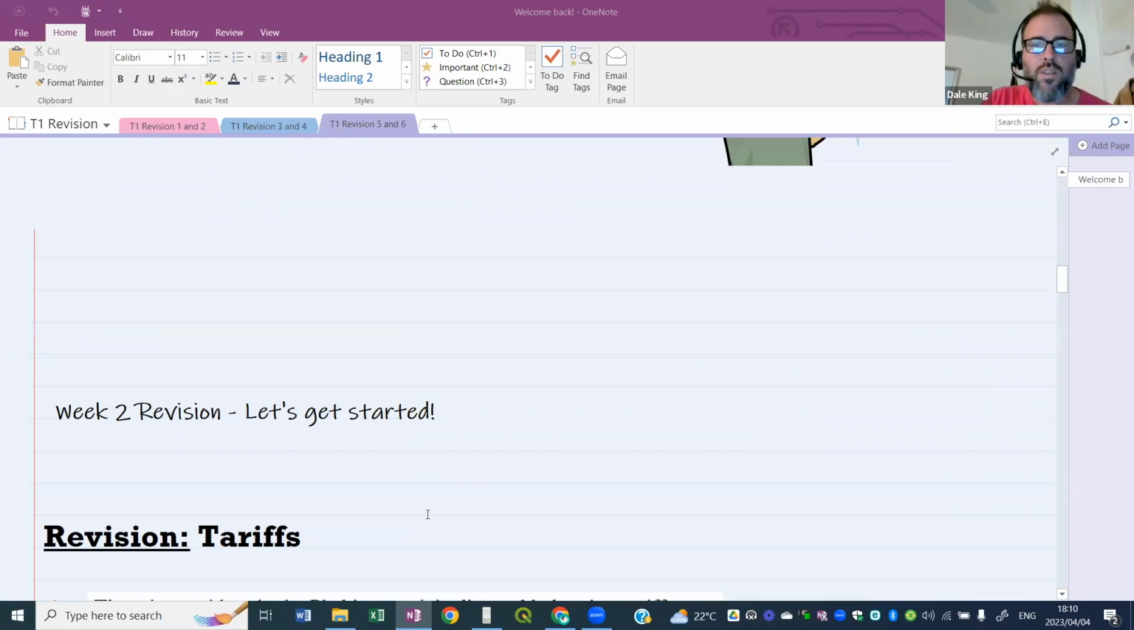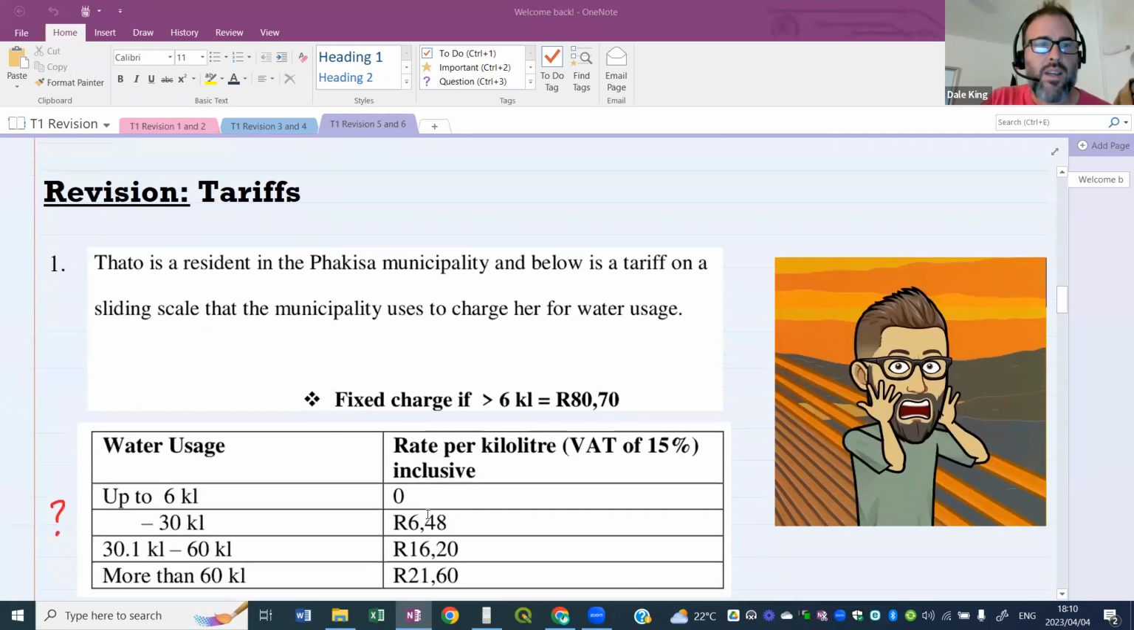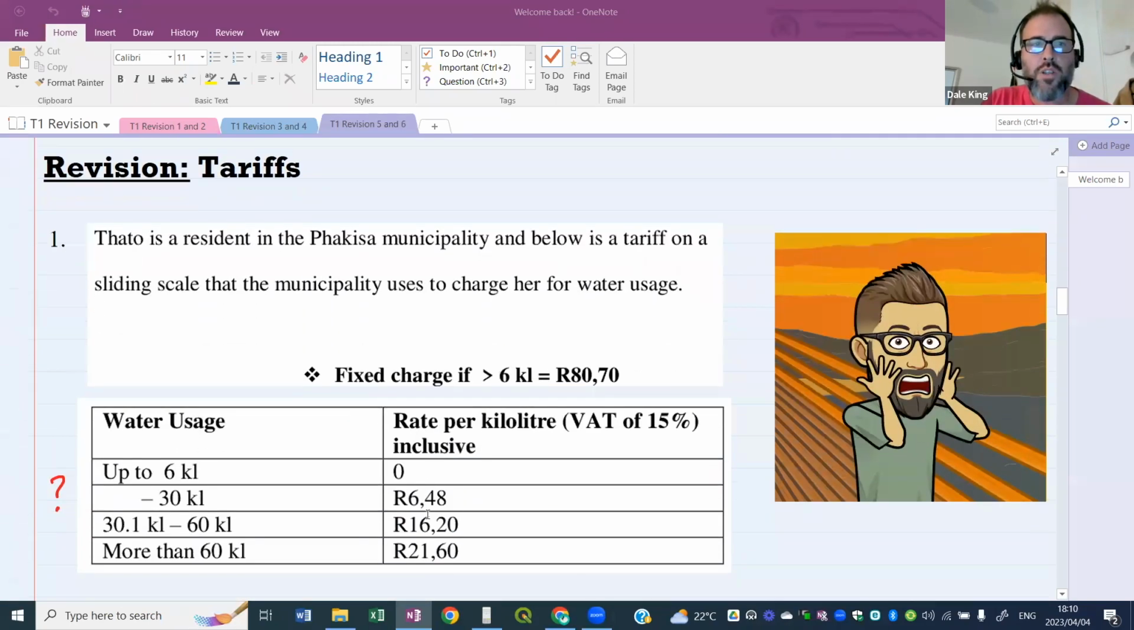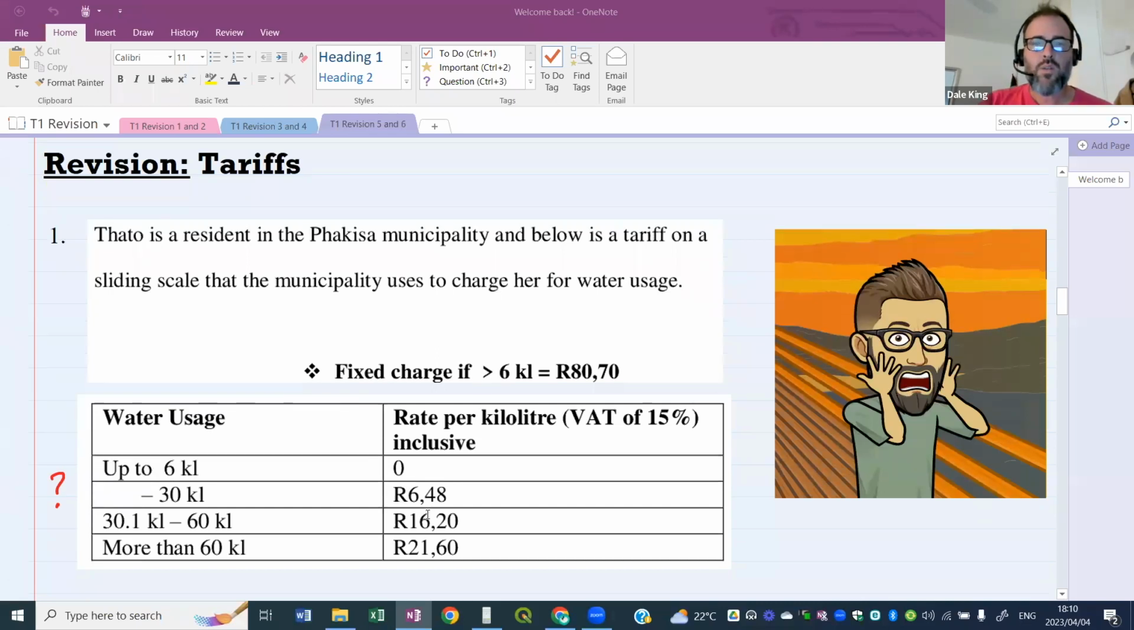Let's get started with the revision. Here comes your first tariff question. In the past revision lessons, we've had grade 10 and grade 11. There's nothing to do with grade 10 and grade 11 here now. We're going to do an easy question and then a more challenging question.